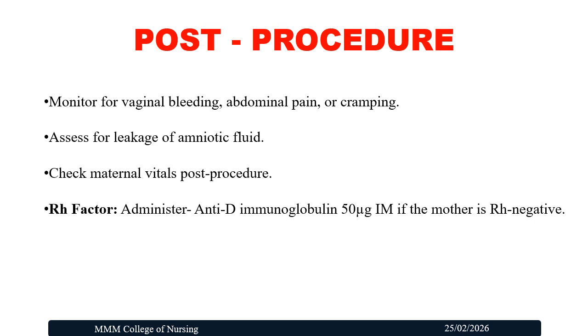Post procedure, monitor for vaginal bleeding, abdominal pain or cramping, and assess for leakage of amniotic fluid. Check the maternal vitals after the procedure, then administer anti-D immunoglobulin 50 microgram IM if the mother is Rh negative.